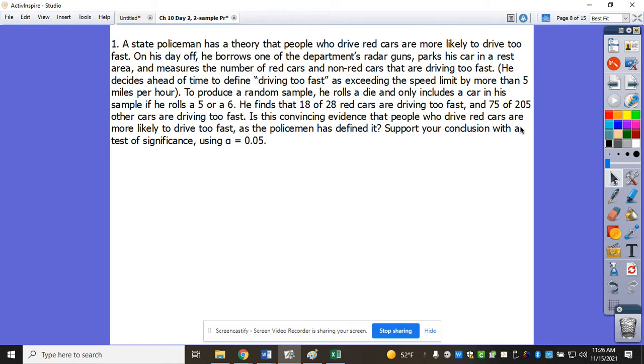He decides ahead of time to define driving too fast as exceeding the speed limit by more than 5 miles per hour. To produce a random sample, he rolls a die and includes a car in the sample if he rolls a 5 or a 6. He finds that 18 of 28 red cars are driving too fast, and 75 of 205 other cars are driving too fast. Is this convincing evidence that people who drive red cars are more likely to drive too fast?